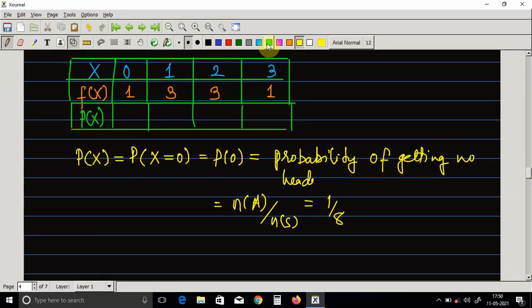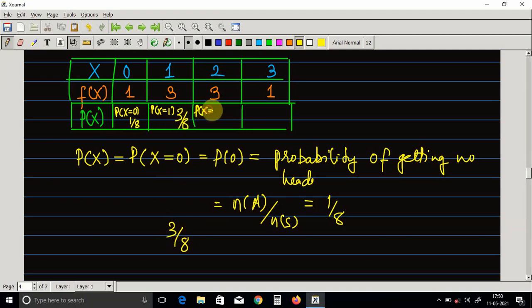So what do I have to write? The probability of x equals 0 is 1 by 8. Okay, so this is 1 by 8. Here I have to write the probability of x equals 1, meaning the probability of getting only one head. So 3 by 8. So I'm going to write here 3 by 8.